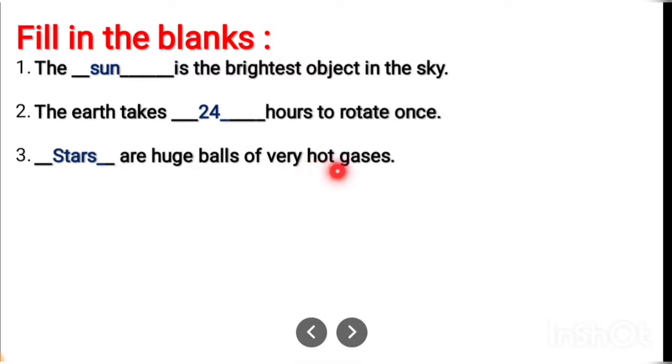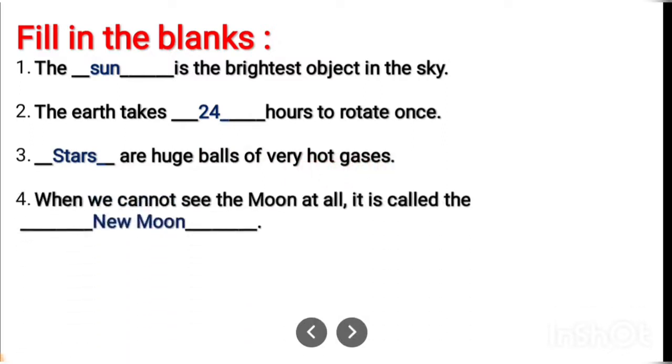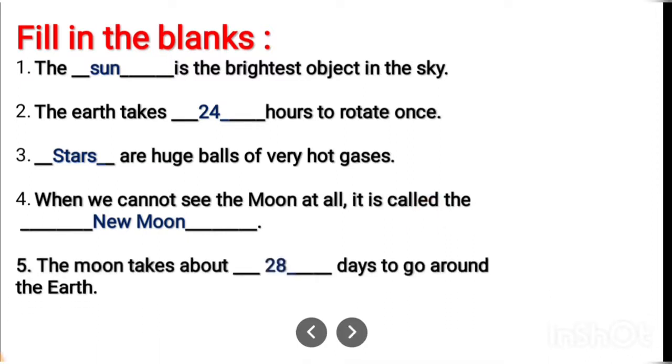Stars are the huge balls of very hot gases. When we cannot see the moon at all, it is called the new moon. So that's why I'm telling you to find out the date of the full moon and new moon. When we cannot see the moon, it is called the new moon. The moon takes 28 days to go around the earth. Dash is a star. Sun is a star.